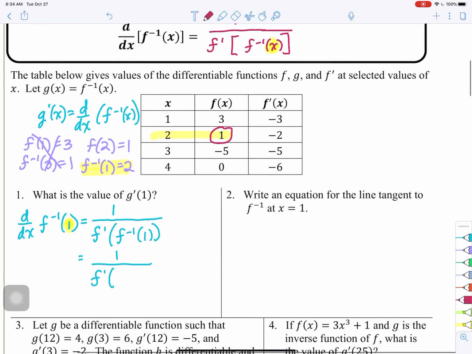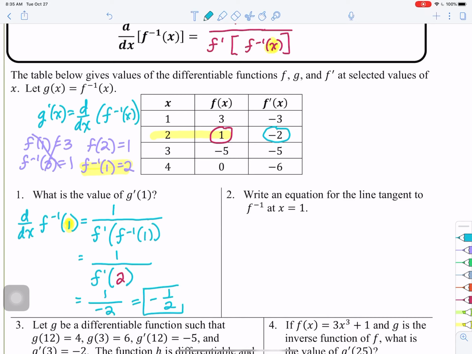Okay? So let's go ahead and put that in. f inverse of 1 is 2. Well, now it becomes kind of nice because it's 1 over, and we go to the table, and f prime of 2 is negative 2. When x is 2, f prime of 2 is negative 2, and you guessed it, this is negative 1/2.